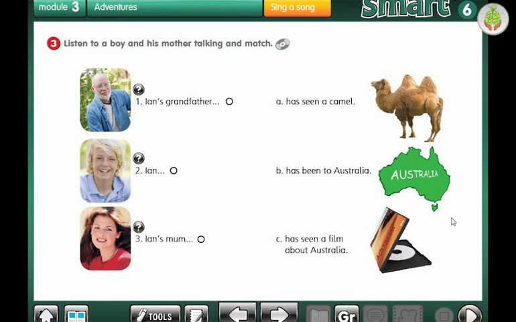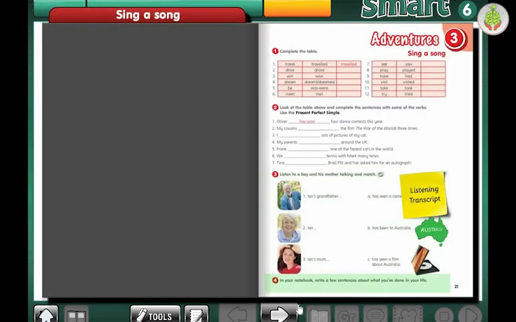Alright, so let's match. Ian's grandfather has seen a camel, or has been to Australia, has seen a film about Australia. Very good. Has been to Australia. What about Ian? He has seen a film about Australia. Ian's mom has seen a camel. Very good. Alright, now let's go to the next page.